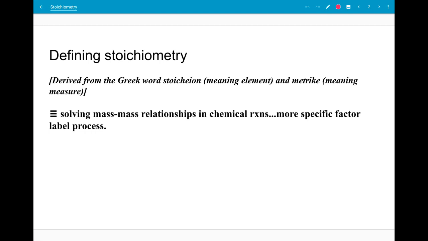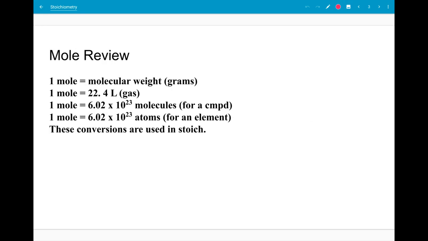So if we define stoichiometry, it's derived from the Greek word stoichion, meaning element, and metric, meaning measure. If we look up the definition, it's kind of funny. It's just solving mass-mass relationships in chemical reactions. It's really a specific factor label process, but we could also use it beyond the mass-mass relationship. We could find liters or atoms or molecules or moles, all different things based off of this process.